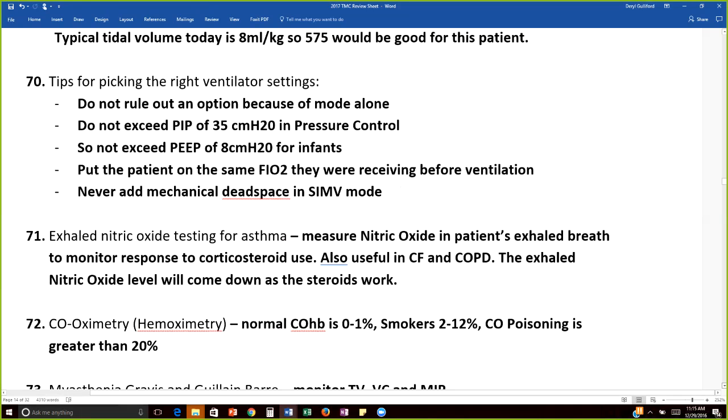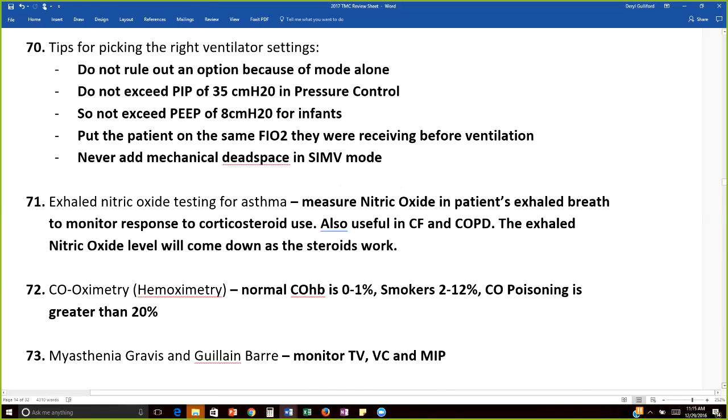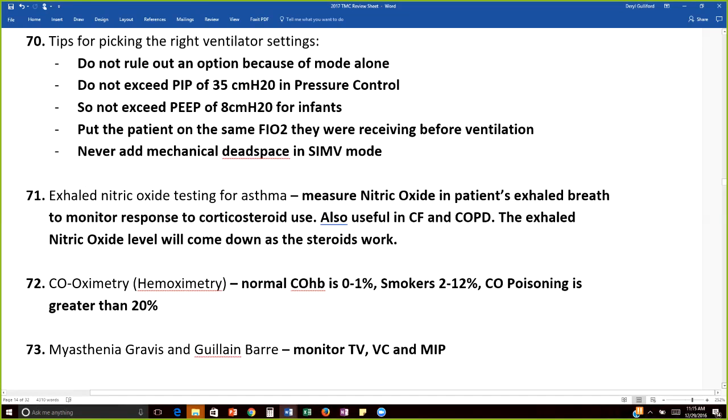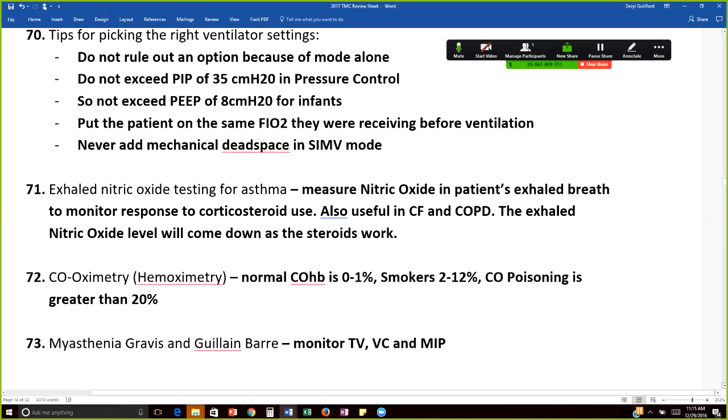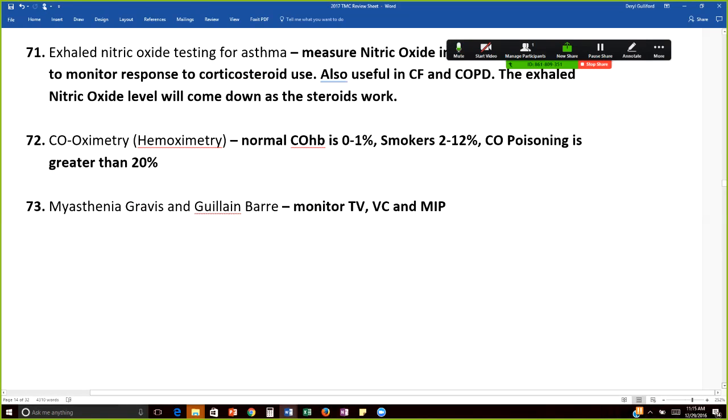Tips to picking the right ventilator settings. Do not rule out an option because of mode alone. Don't choose on the basis of mode. Do not exceed a PIP of 35 in pressure control. Do not exceed a PEEP of 8 for infants. Put the patient on the same FiO2 on the ventilator that they were receiving before ventilation, and never add mechanical dead space in SIMV. Those are some very useful tips. Those came from a professor colleague of mine, Mr. Jim Greens.